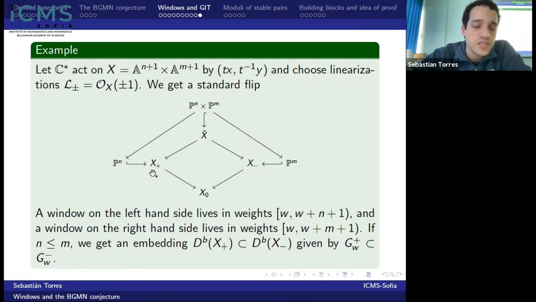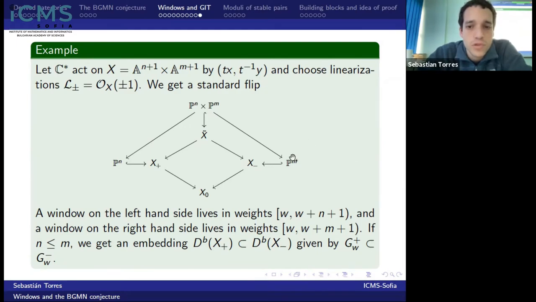If you choose one linearization, you get what I'm calling X plus, where you have Pn embedded here, and the other one will give you X minus, where you have Pm embedded here. And this is a resolution. This blows down one side, this blows down the other side. And this X zero is what you have on the wall. This is what you would get if you chose a linearization that's exactly on the wall, and that one blows down both.